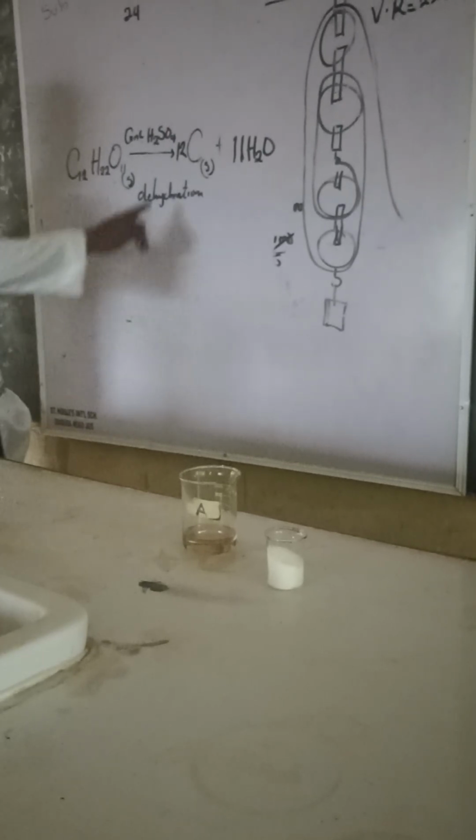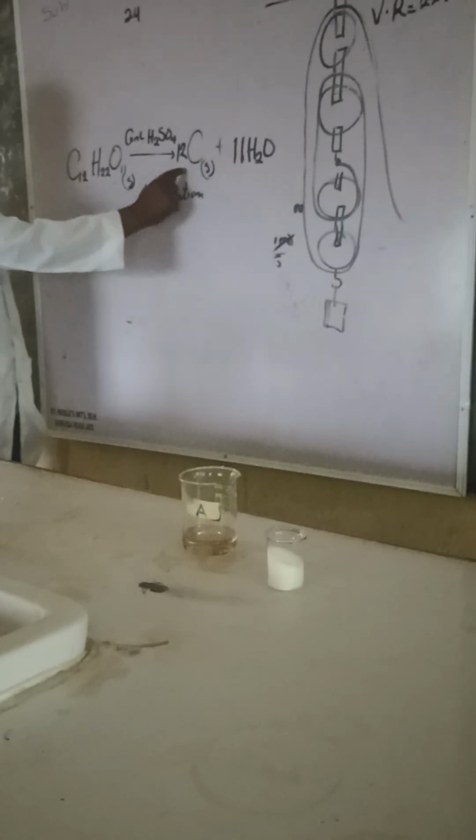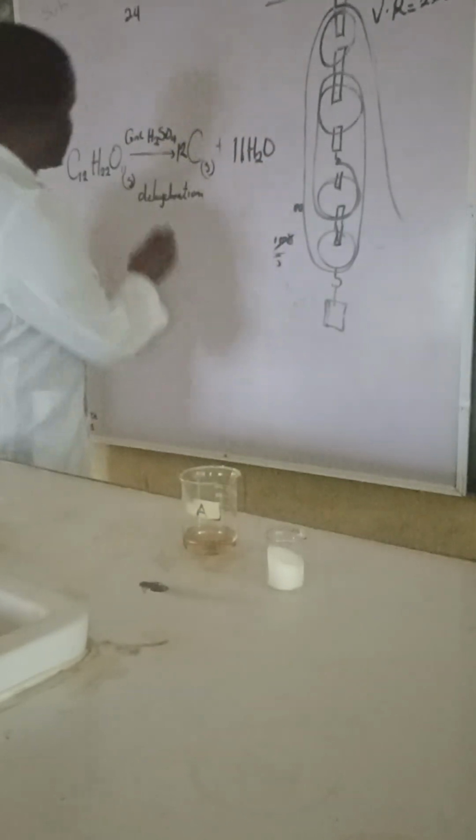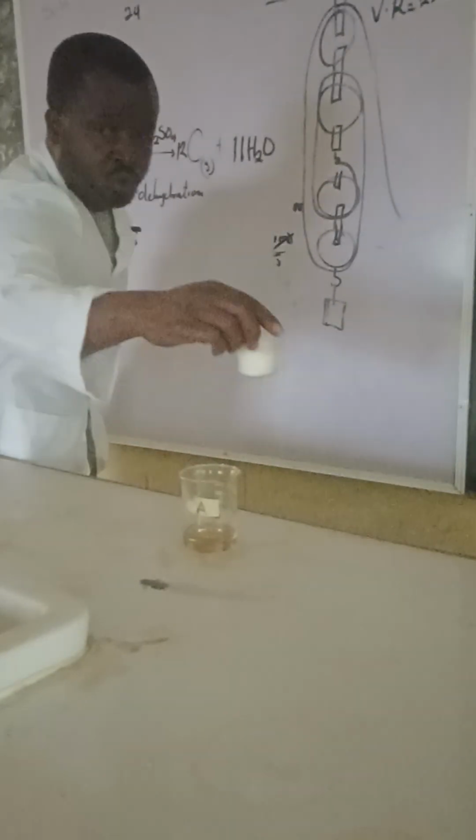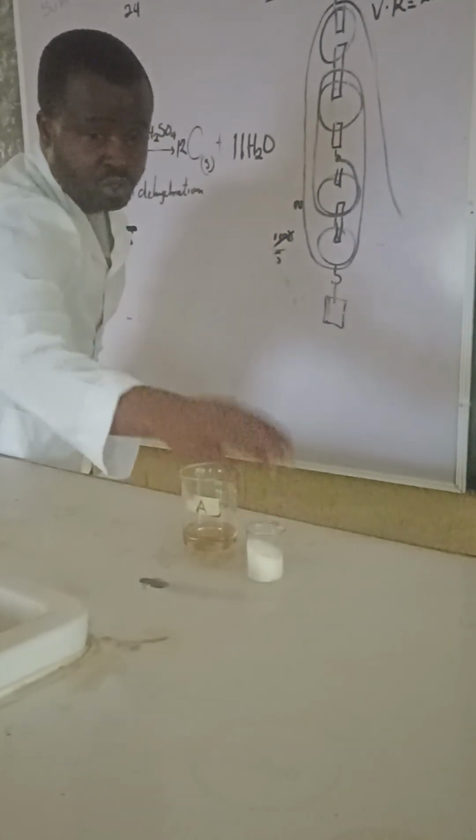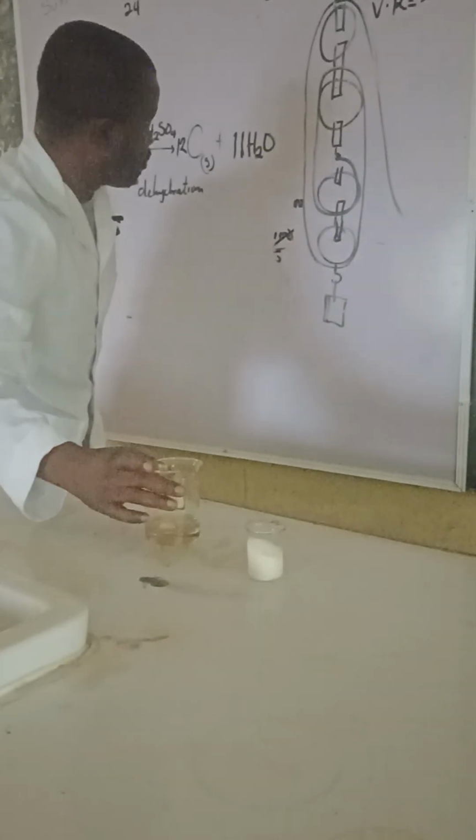In today's experiments, we're talking about carbon, amorphous carbon, which is sugar charcoal. So we're going to be getting sugar charcoal, which is actually a black substance. We'll be getting it from sucrose. So this is sucrose or cane sugar, and we're using sulfuric acid.